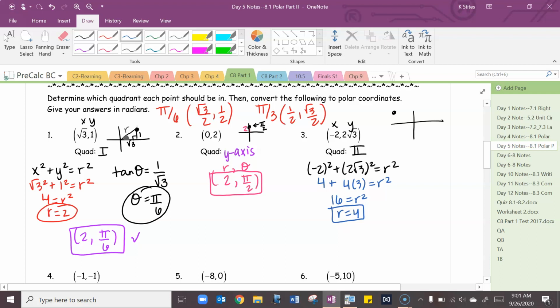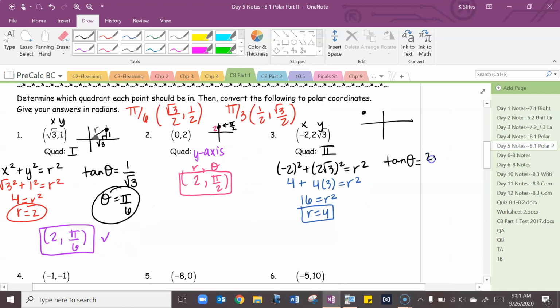Okay, theta. We say tangent of theta is equal to y over x, 2 root 3 over -2. Okay, let's simplify that. That's just going to be negative root 3. So again, tangent is sine over cosine or y over x. What's nice about having these points here is that visually you can see tangent more easily. Root 3 over 1, that would be the tangent of pi over 3. Our tangent is negative, so instead of our angle being pi over 3, our angle is really negative pi over 3, okay, because the tangent is negative.